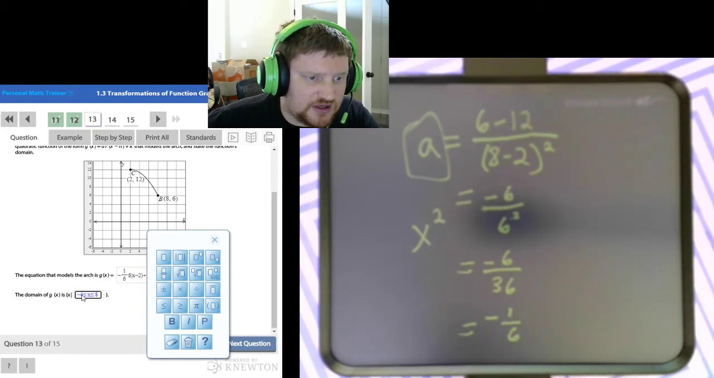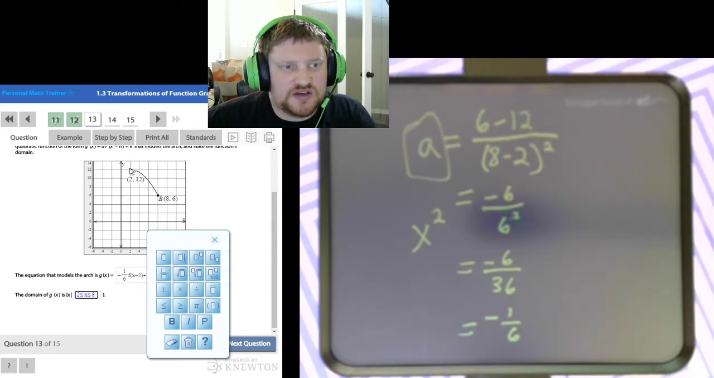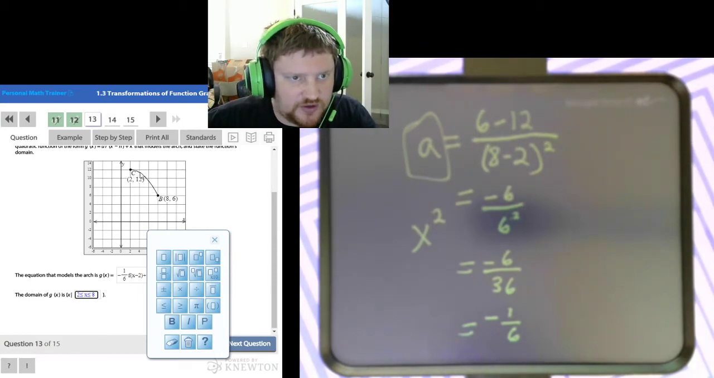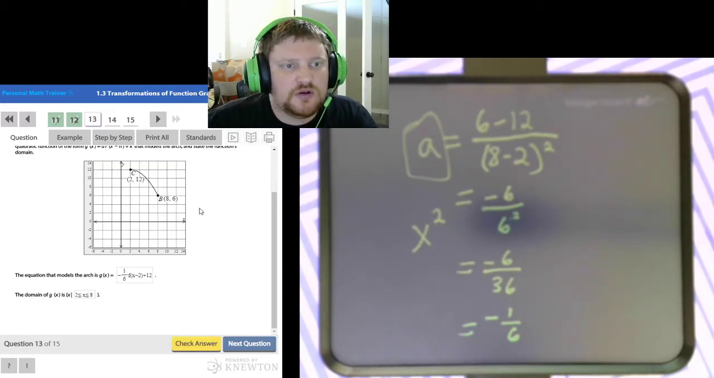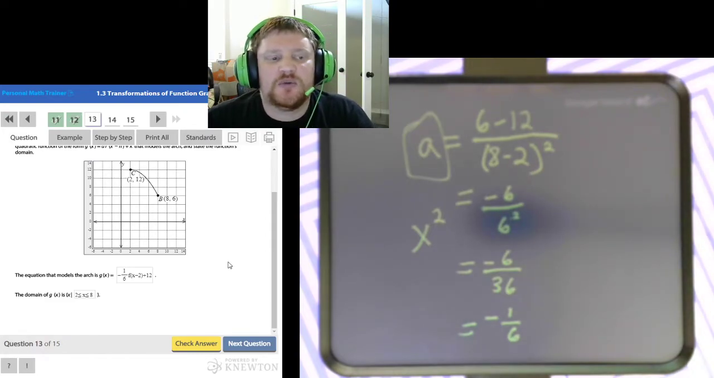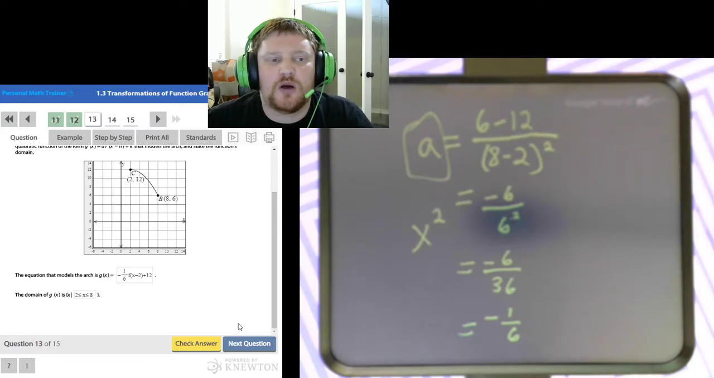So in this case, they just wanted what they've drawn here. So we can see here that they've only drawn this part of the arch. So that's the only part of the domain is 2 to 8. So we had a couple of little snafus there, but that's okay, because it's something that you guys will find problem solving within HMW is very important.